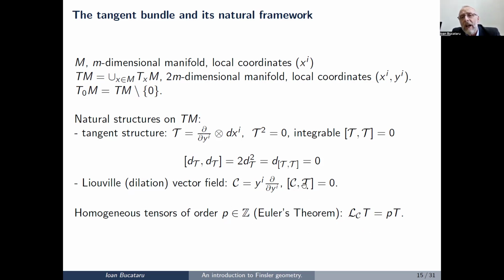So if you look here, because I said before that this Frölicher-Nijenhuis bracket is actually the Lie derivative of tau, the tangent structure, with respect to the Liouville vector field, this equation here tells that tau is zero homogeneous.